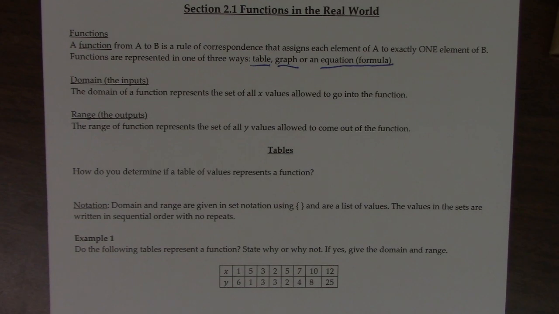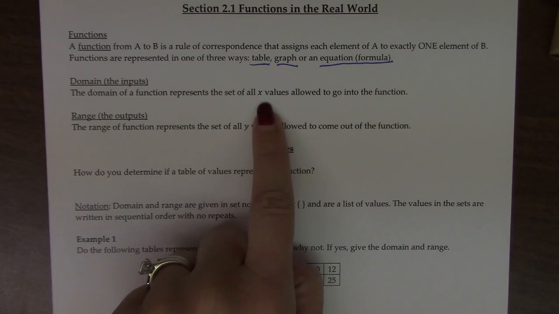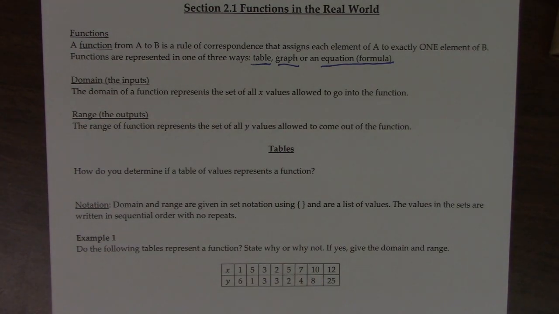When we talk about functions, we usually express their domain and range. The domain is the inputs, the values that go into the function. Traditionally those are usually x values, but we can change the letter to anything we want. And the range is the outputs. That's the set of all y values that come out of the function.